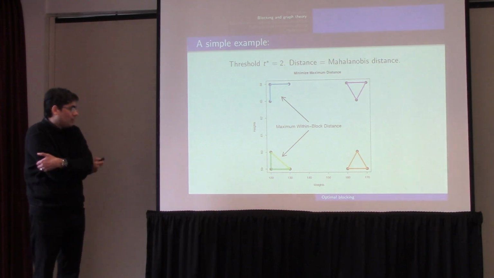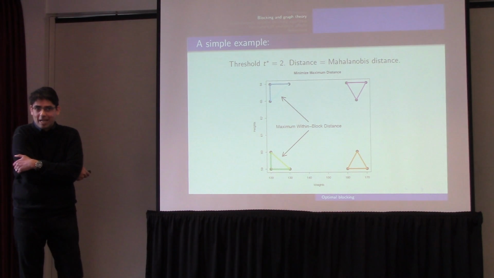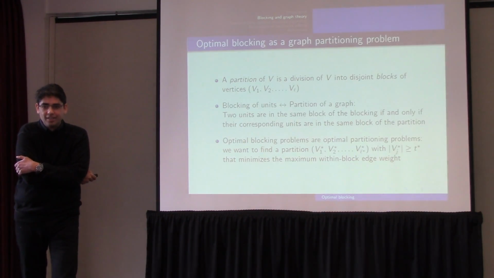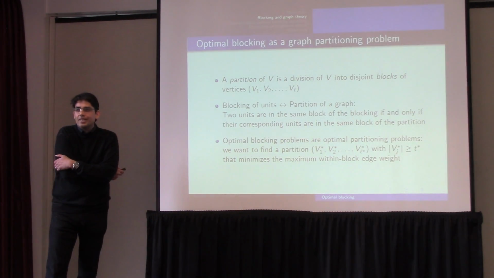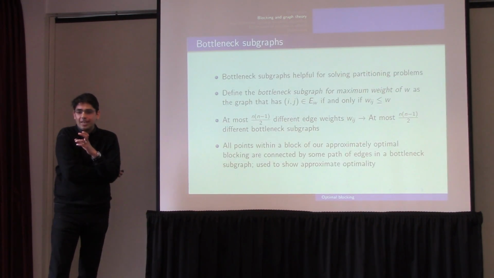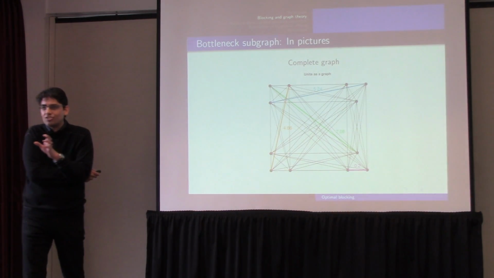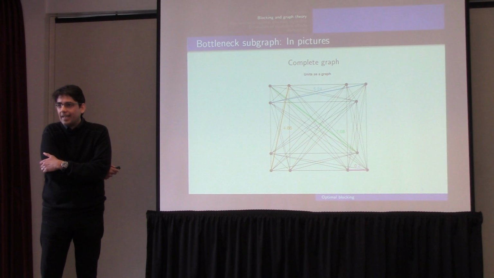Right? So again, we want to get to this point. This is the maximum within block distance. How do we do it? I don't like black boxes. I want to give you some hint of the algorithm, right? So it's going to partition this graph, right? So this graph is like this. It has all these lines everywhere, and I've got to partition them.